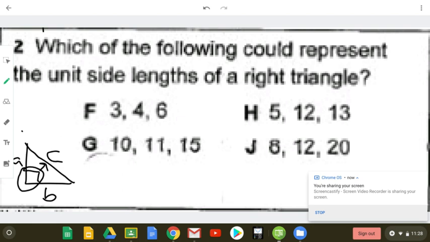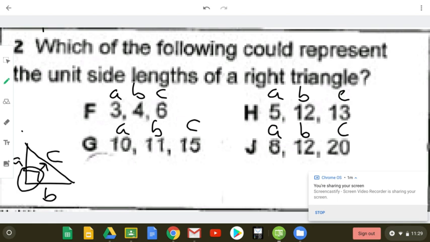So what I want to do is go through each one of these and label them A, B, and C based off of which one's the longest side. So this guy is C, A is the smallest, and this is B. This guy is C, this is A, this is B. This guy is C, this is A, this is B. This guy is C, this is A, and this is B.